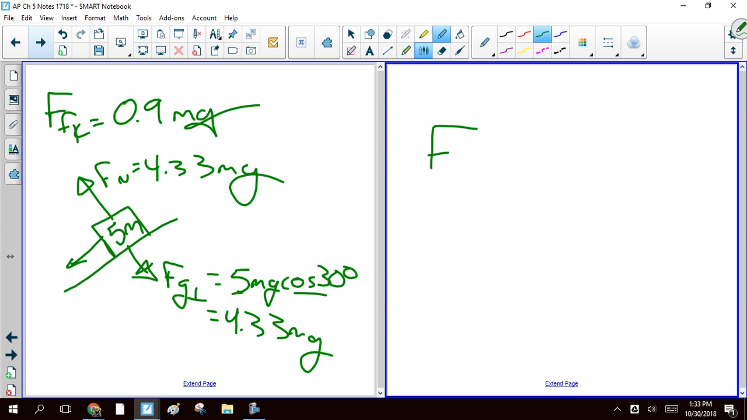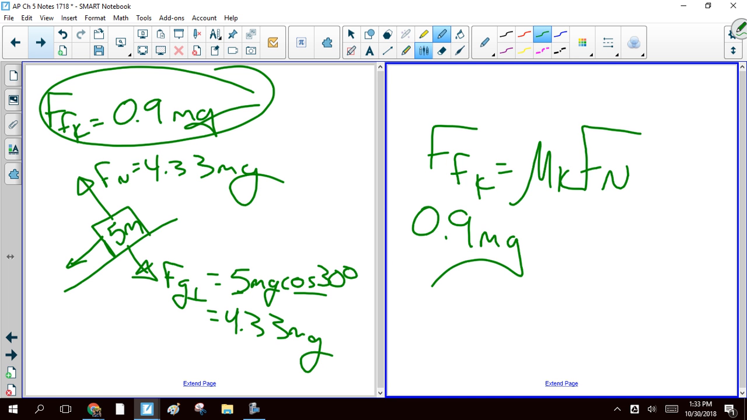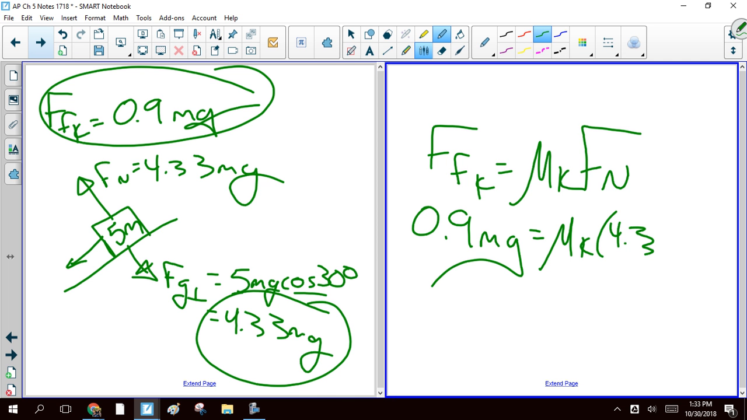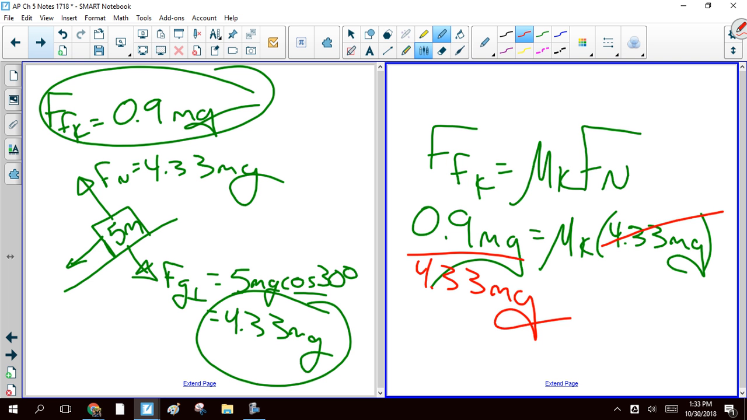And so the force of kinetic friction is the coefficient of kinetic friction times the normal force. So here's our force of kinetic friction, that's equal to our coefficient of kinetic friction times our normal force. And solve it, right? So we can divide everything by 4.33 mg. And your coefficient of kinetic friction ends up being, I don't have the answer written down, but it is 0.9 divided by 4.33, 0.208 is the coefficient of friction.